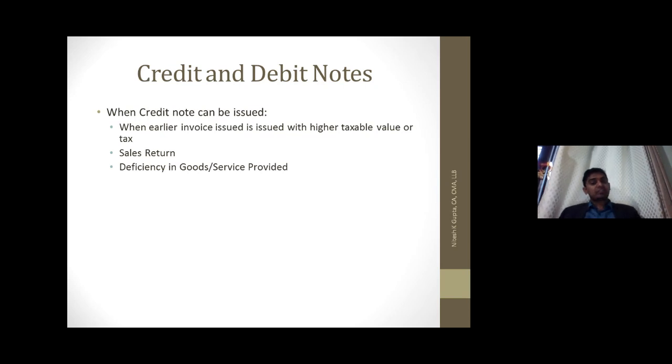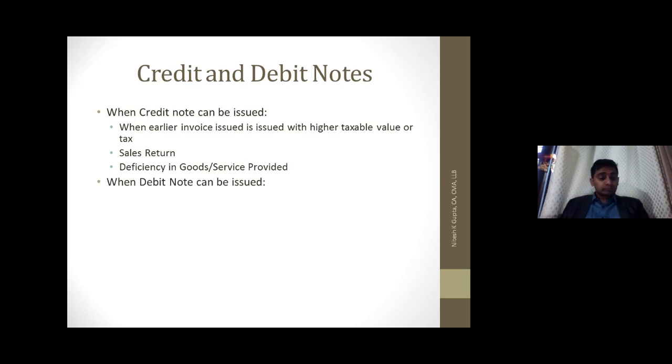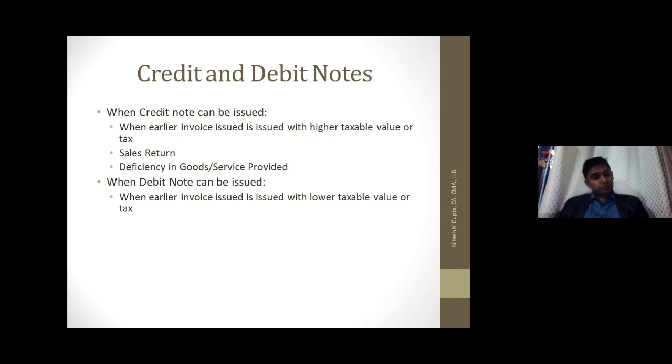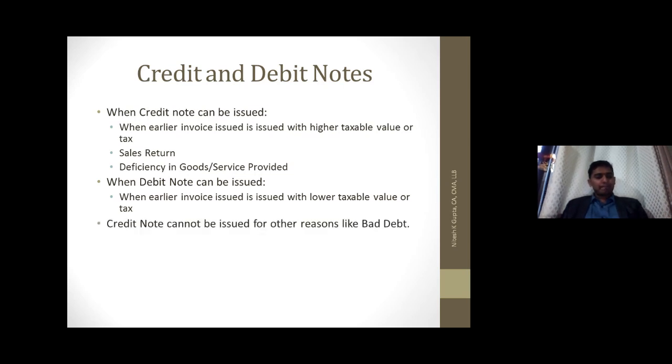In case of deficiency in goods or service provided, if the buyer complains that the goods were not of good quality or the service was not as per expectation or as per the agreement, and he is not paying me the full money, I can issue a credit note for the differential value. A debit note can be issued if the earlier issued invoice was with lower taxable value or tax. So it's a reverse case. I needed to issue an invoice of 1 lakh, but by mistake I issued only for 90,000. I can issue a debit note of 10,000.